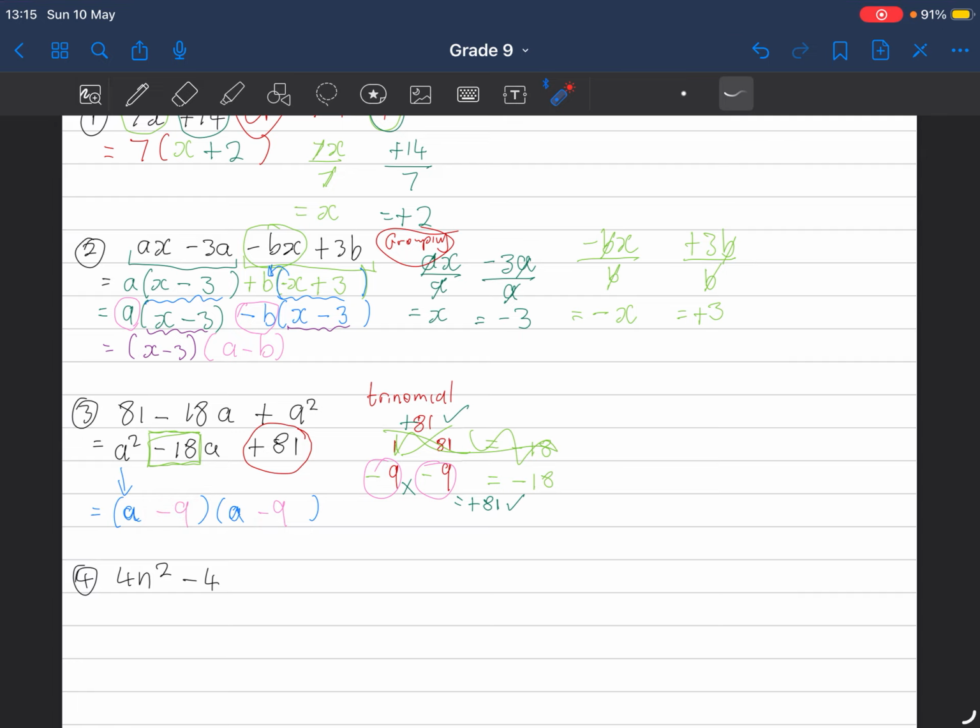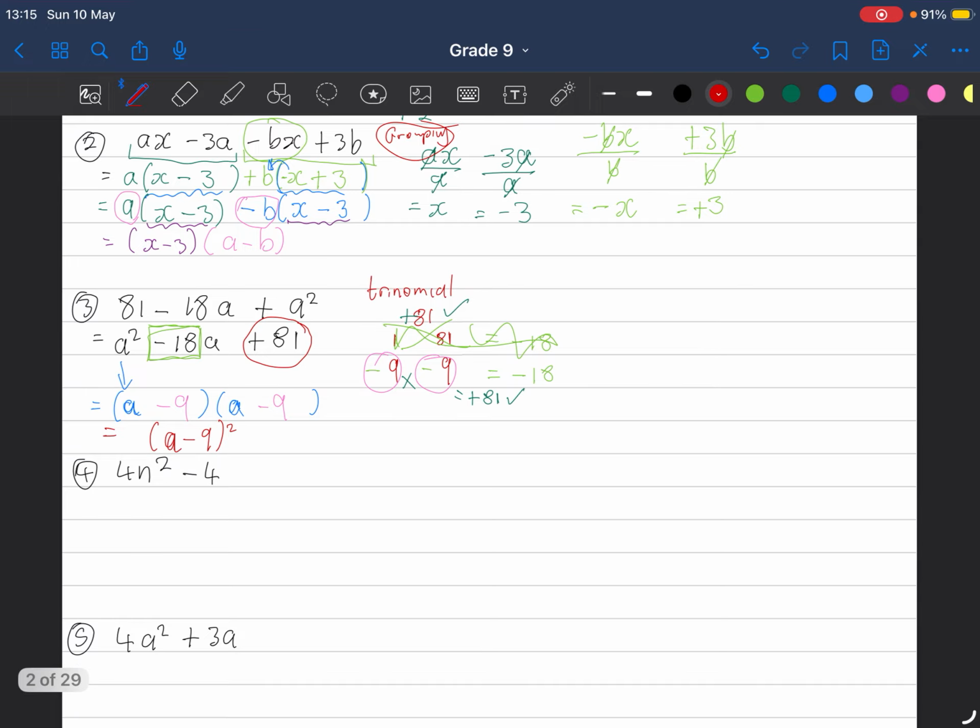It just so happens that in this case, it's a minus 9 and a minus 9. By the way, a minus 9 and a minus 9 are identical brackets. I can compress this as (a minus 9) squared. That means there's two of these (a minus 9) brackets, which is the correct answer.